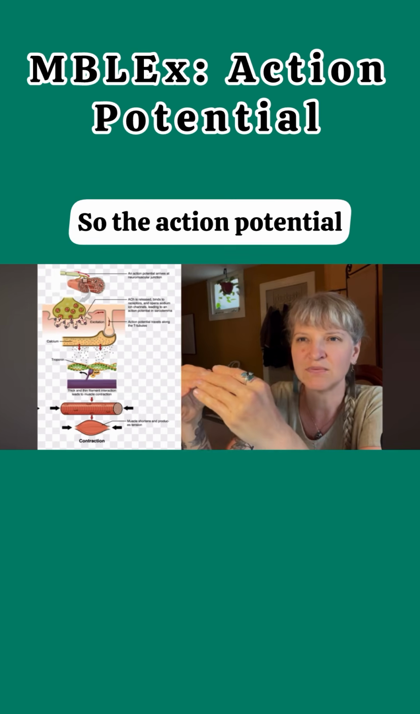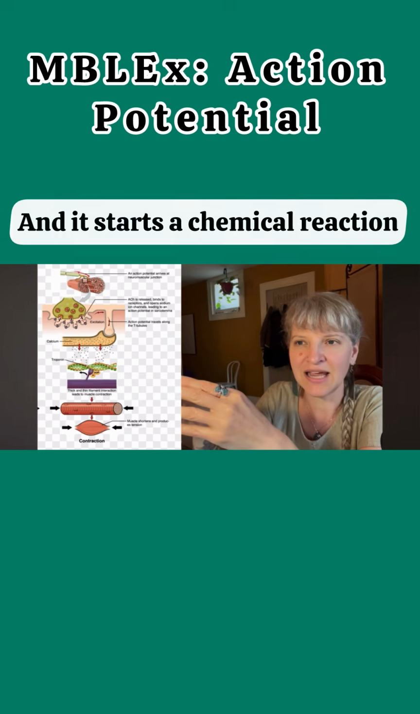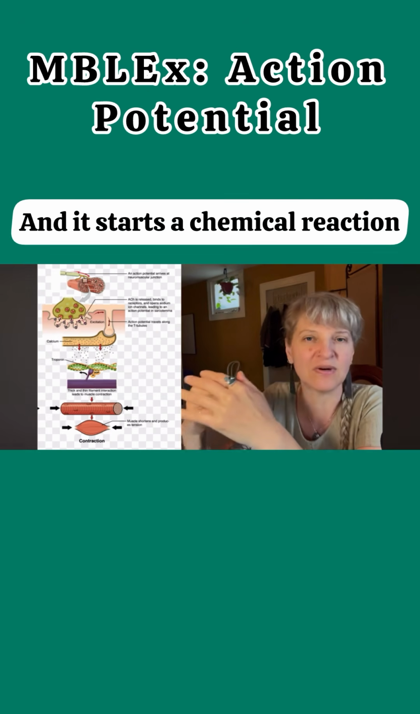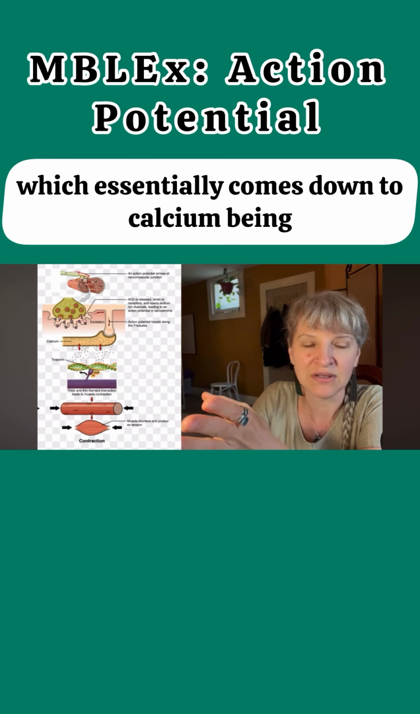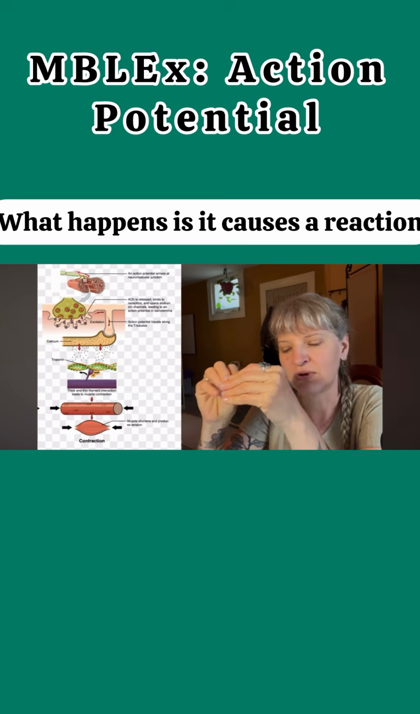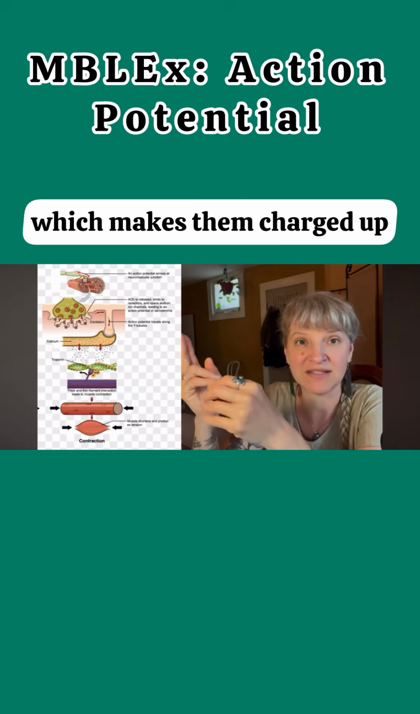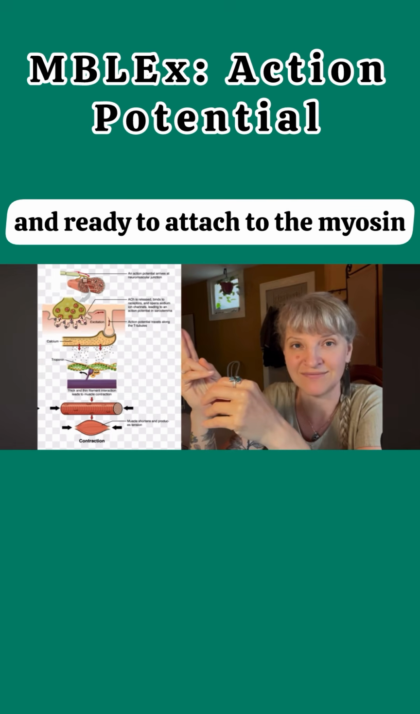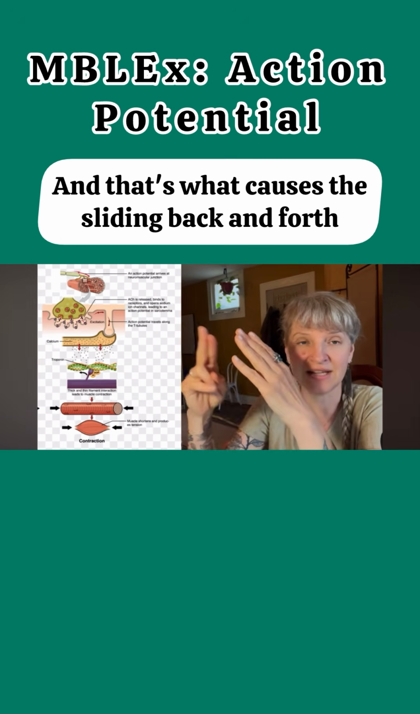So the action potential, which is the energy, comes from the neurons, the electricity, and it starts a chemical reaction, which essentially comes down to calcium being poured into the cell. What happens is it causes a reaction that uncovers actin filaments, which makes them charged up and ready to attach to the myosin. And that's what causes the sliding back and forth.